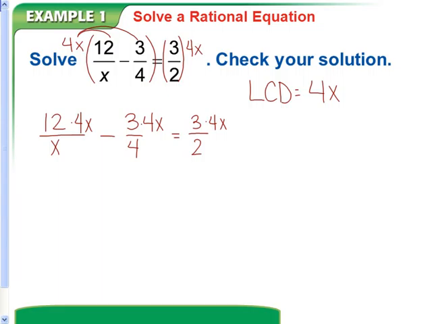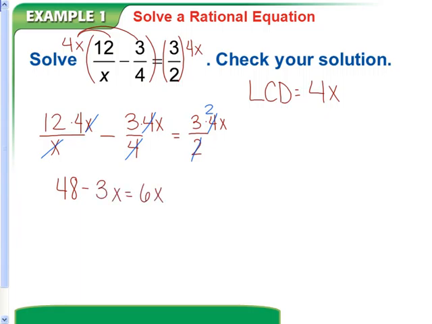Then we're going to cross out the x's because they can cancel here. Since this is just all multiplying, you can cancel it. The next step, you can cancel out the 4's. And then the last one, we can cancel a 2 out of this 4. Let's rewrite what's left over. We've got 48 minus 3x equals 6x.